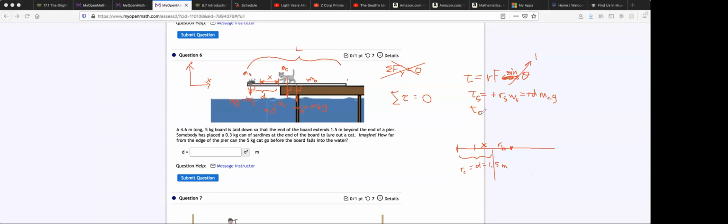So the torque for the cat. As the cat comes out here on the edge, it's also going to cause some impending counterclockwise motion, so it's definitely going to be positive. The distance that it's going to go is X. That's the thing we're trying to find out. That's our big question mark. And then the weight of the cat is the force. So this becomes X times mass of cat, where this is mass of sardines up here, mass of cat times gravity.